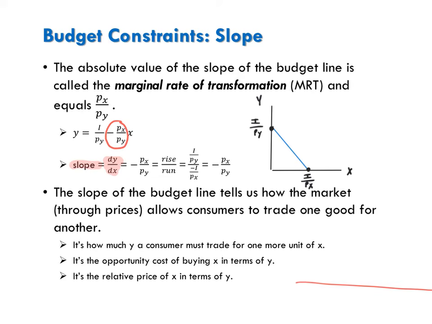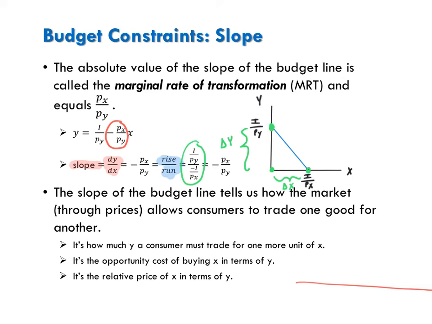From this graph, we can derive the slope of the budget line by using the formula slope equals rise over run. To use this formula, we only need 2 points, any 2 points on this line. The 2 points we're going to use are the intercept points. We're going to move from the y-intercept to the x-intercept. So the rise is going to be the change in y when we go from I over P of y to 0, and the run is the change in x when we go from 0 to I over the price of x. That's what I've done right here.